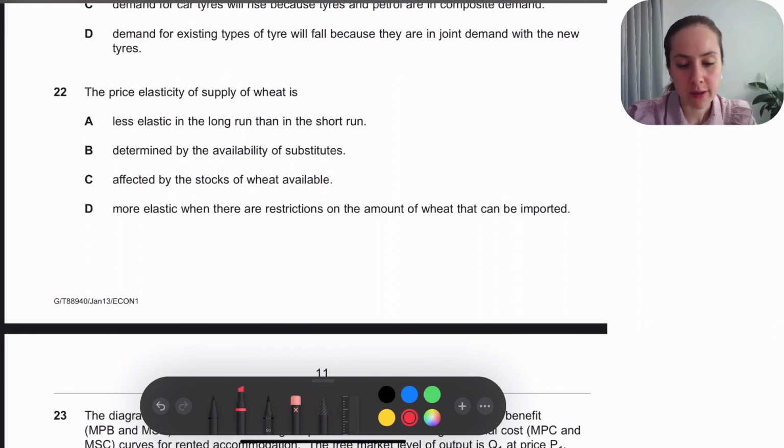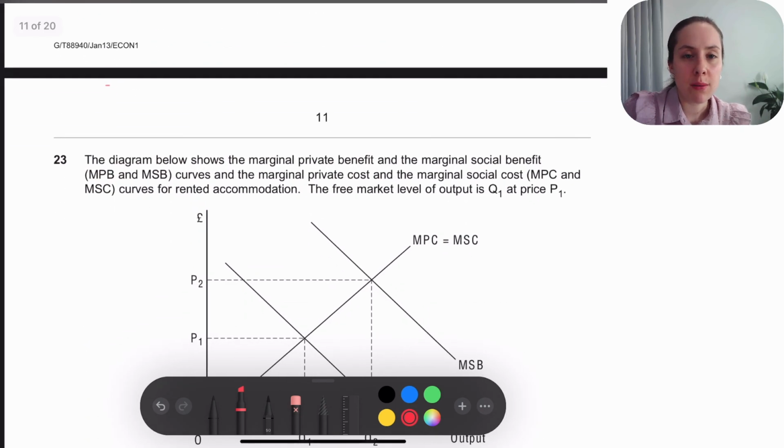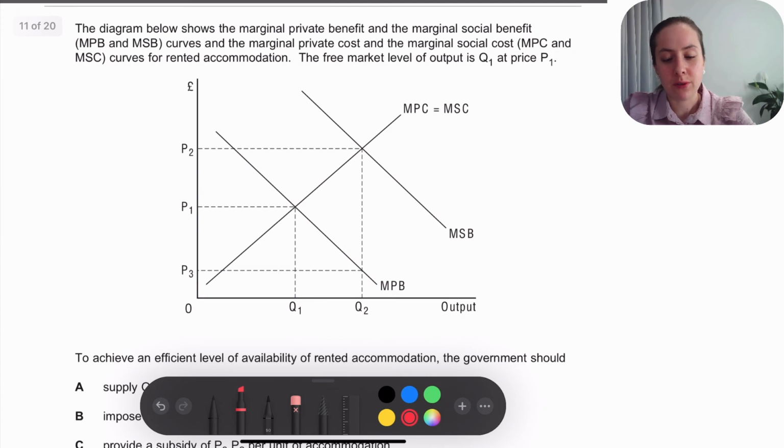Price elasticity of supply for wheat is more elastic in the long run because you've got time to farm and plant the seeds and actually wait for the seeds to grow. Determined by the availability of substitutes, affected by the stocks of wheat available. Yeah, if you've got wheat stored up, then you can use that to increase output if you need it.